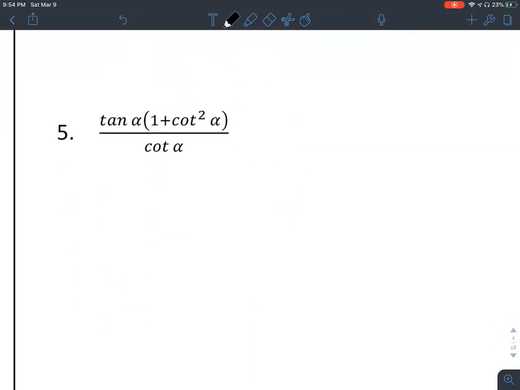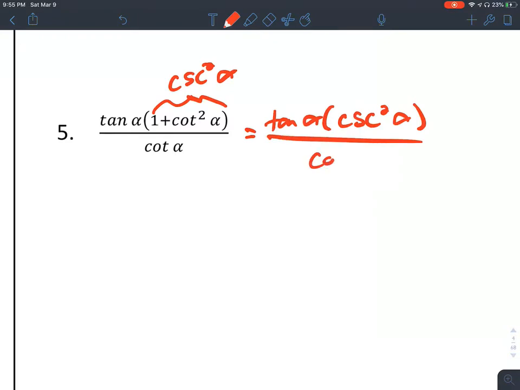Let's do number 5. Once again, immediately when I see this squared, I think Pythagorean identity. So if you take a gander at those, either in your brain or on your paper, we can replace this with cosecant squared of alpha. You don't need to write that part down. I'm just trying to explain as I go. So I can replace this with cosecant squared of alpha, and the bottom is cotangent of alpha.